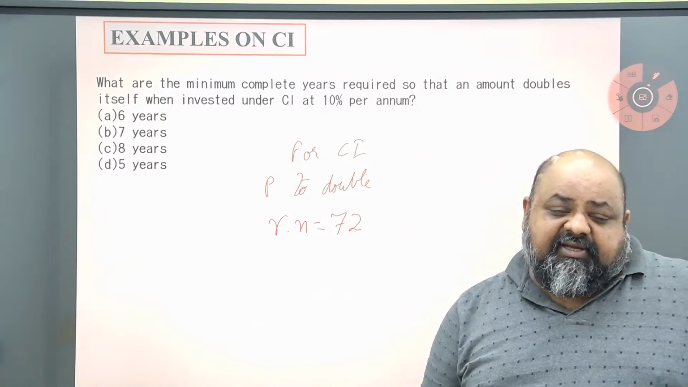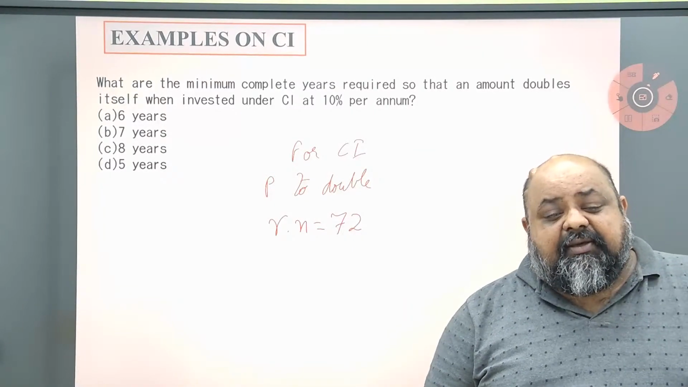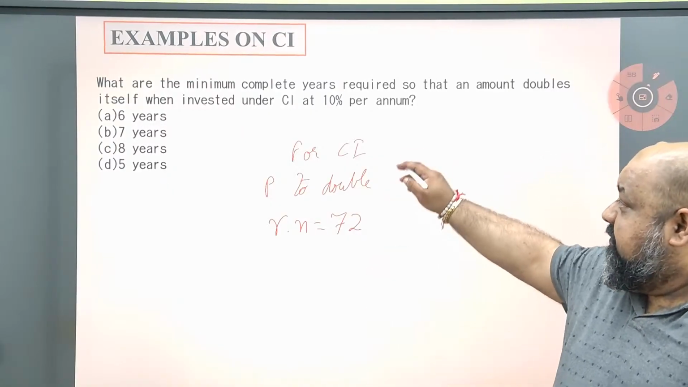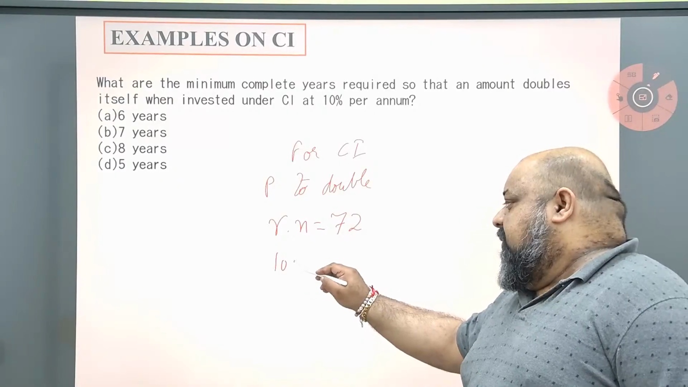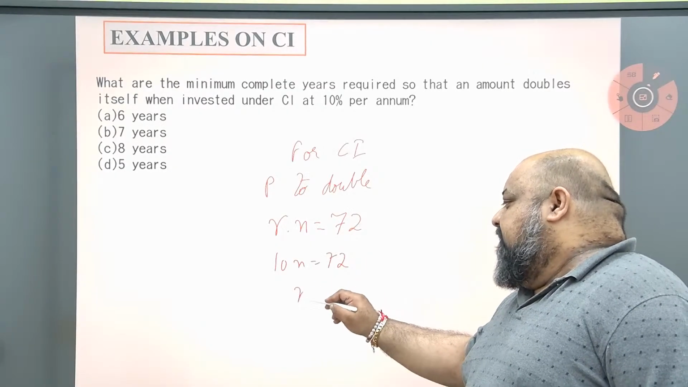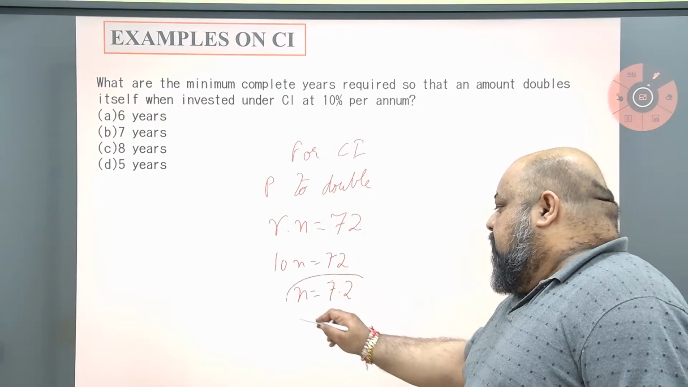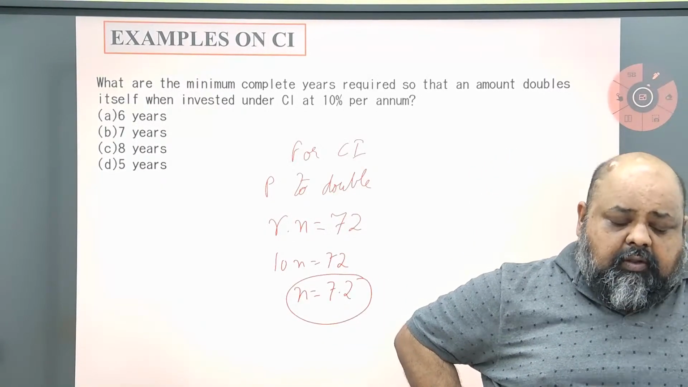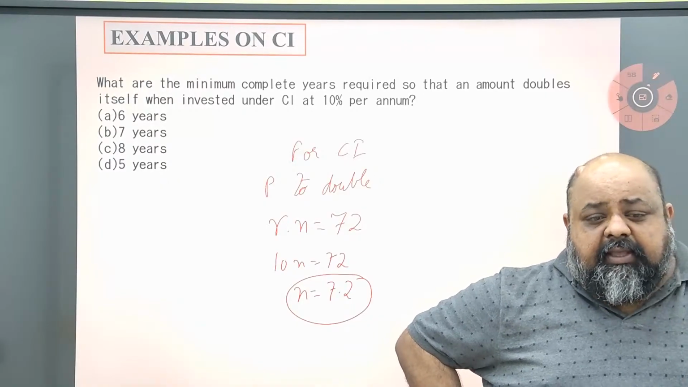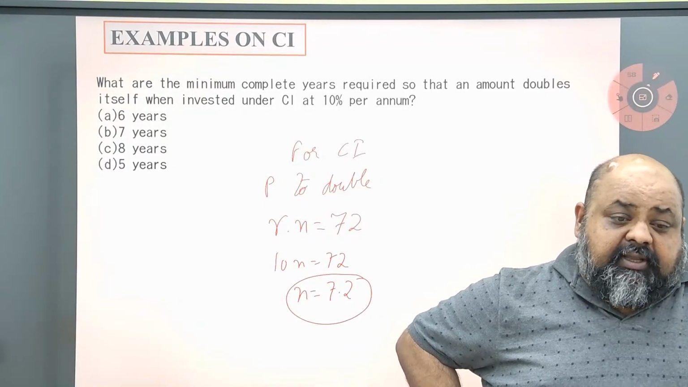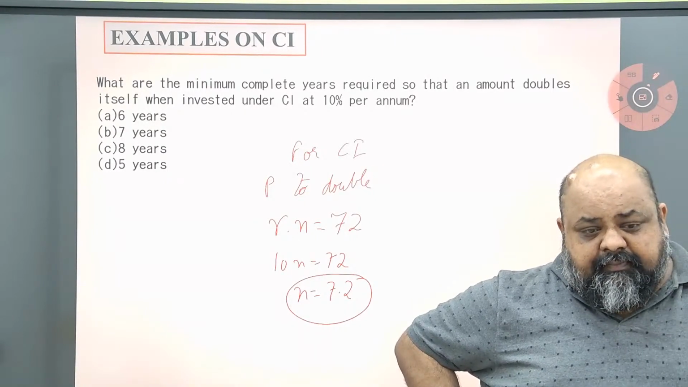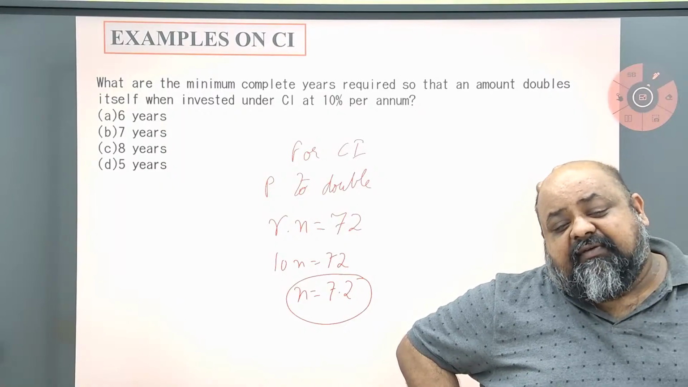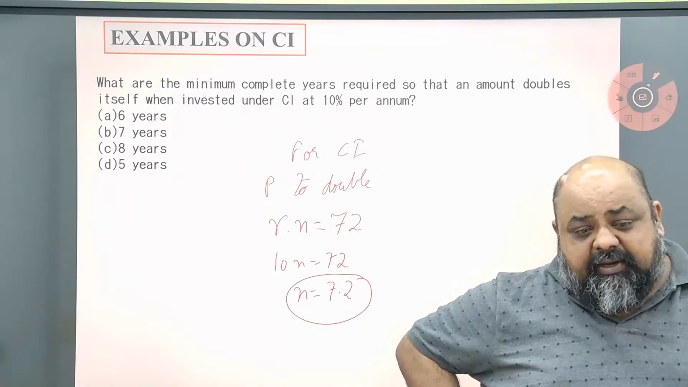So at the rate of R%, a principal will double in n years such that R into N will be 72. And therefore here, because the rate is 10%, I can say 10N is equal to 72. So N will be approximately 7.2. So if I invest a certain sum of money at 10% compound interest, in about 7.2 years, it will double itself. And therefore, if the question is complete years, it might not double in 7, but in 8 it would have definitely doubled. So 8 complete years will be required.